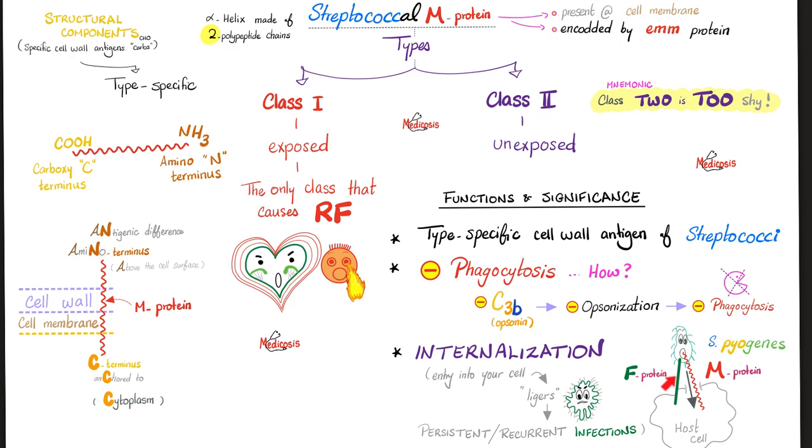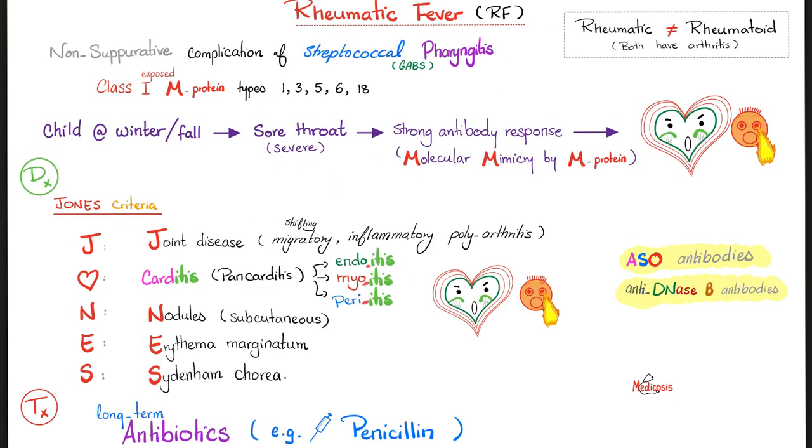Okay, medicosis, which M protein class are you referring to? Class 1 or class 2? Well, when we talk about rheumatic fever, I'm referring to class 1, i.e. the exposed M protein. Rheumatic fever, let's review. First, do not confuse rheumatic with rheumatoid. They are not the same. If you want to know what rheumatoid is, check out my rheumatology playlist.